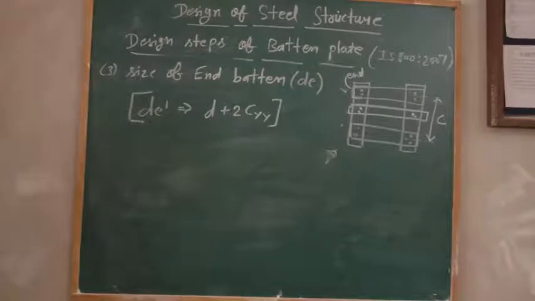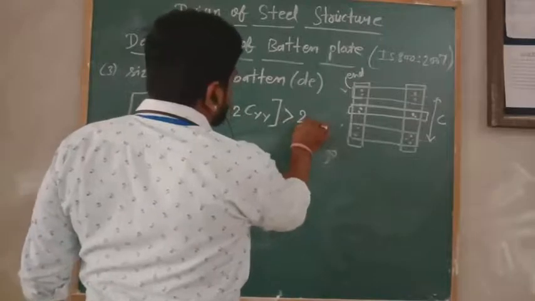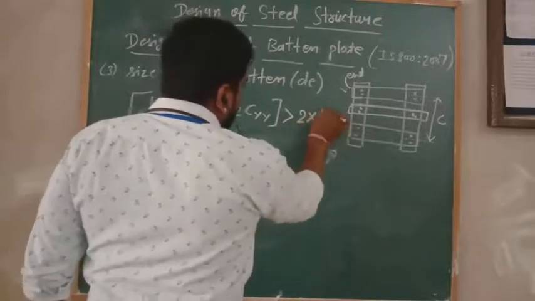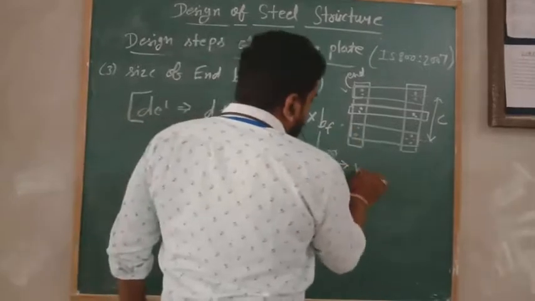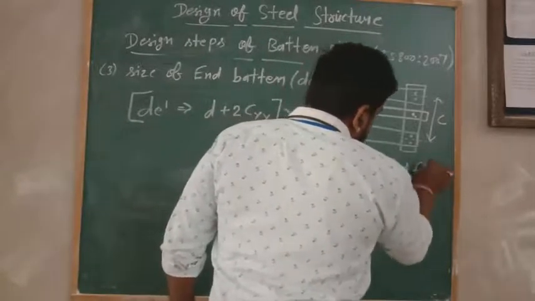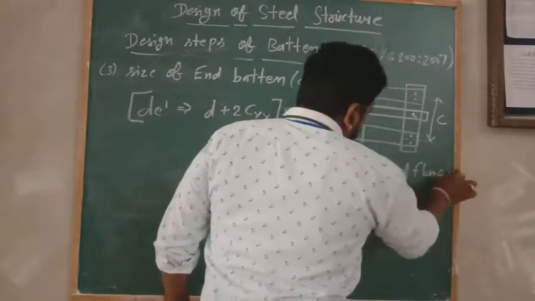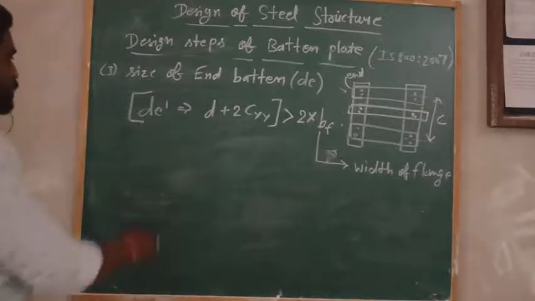This depth is always greater than twice of BF, where BF is the width of flange. This is called effective depth.